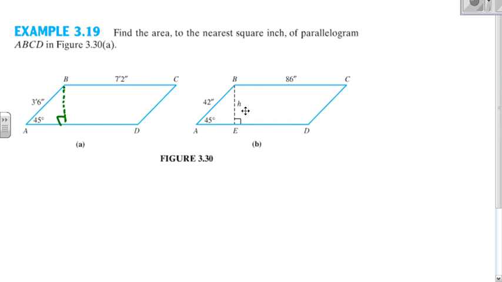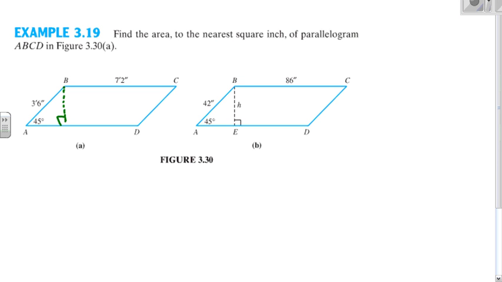And we do have the height drawn in. Since it is a 45-45-90 triangle, in order to find the height, we just need to use our fact that we know the hypotenuse is the square root of 2 times the leg. So if we divide by square root of 2, we'll get the height. And we already know how long the base is, and then to find the area, it's just base times height.